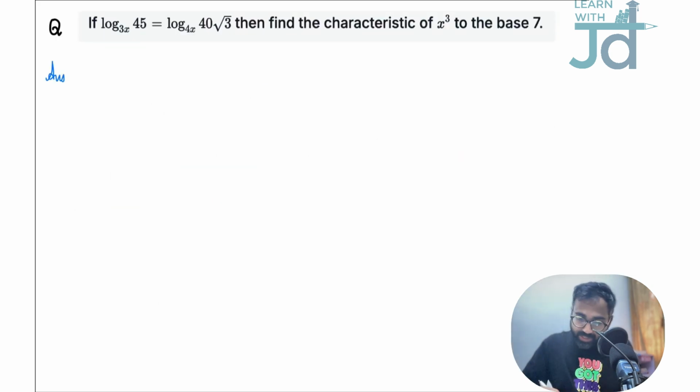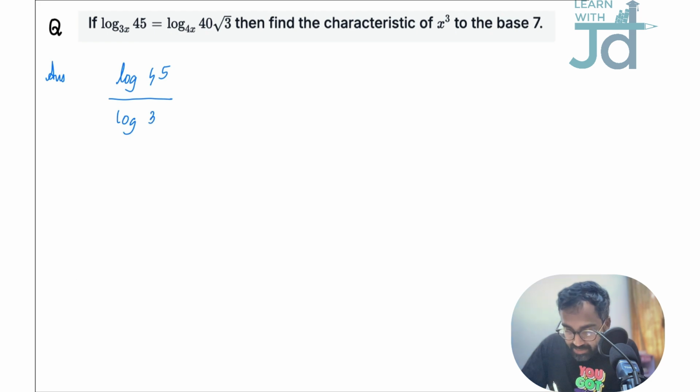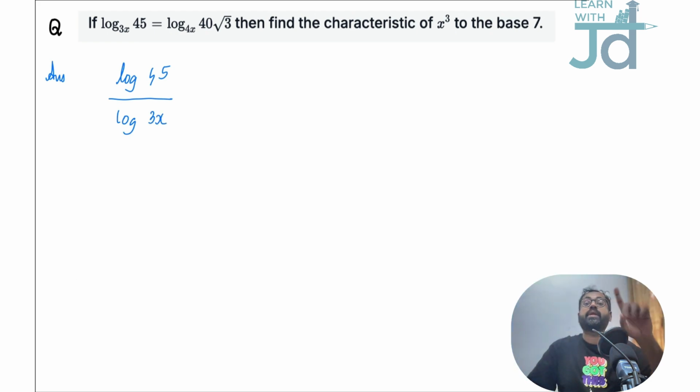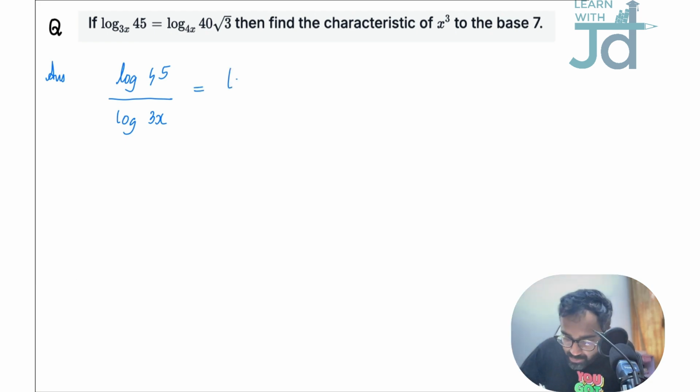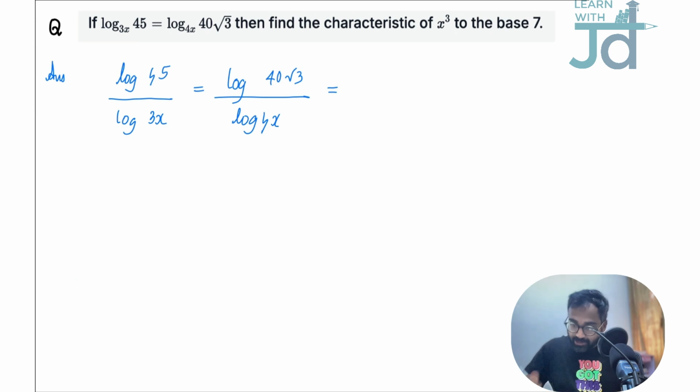So in this question, as I have told you, I can write like this: log 45 divided by log 3x. Base I can write anything. It's my wish. Let it be your जो भी तुम्हारा lucky number 1 नहीं है वो. It should not be a negative number. It should not be 0. It should not be 1. Okay, it can be anything else. तो मैंने वो बेस कर दिया, ठीक है. And is equal to ये log 40√3 divided by log 4x. So it's like this now.